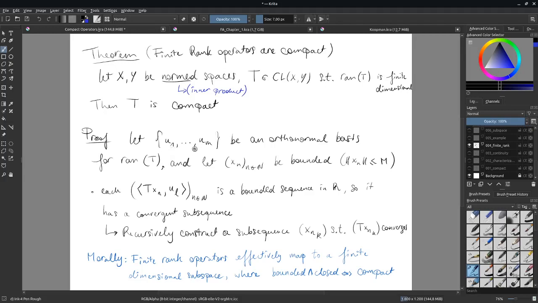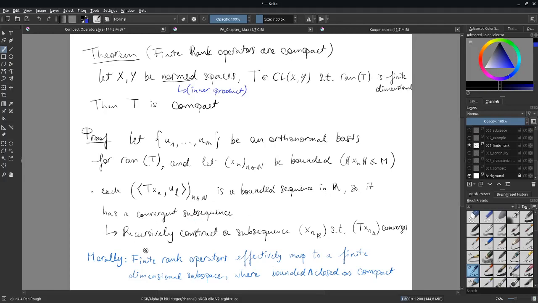and we'll be a bit more than that. We'll assume that it's even orthonormal. Then we'll construct a sequence x_n. We'll just say that it has to be bounded, so its norm must be less than some M. And then we have that the sequence of the inner product of T x_n with u_l, for n, has to be a bounded sequence in R. This sequence being bounded in R must have a convergent subsequence. This is basically first year undergrad calculus.